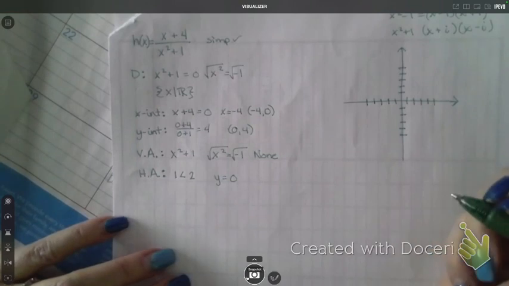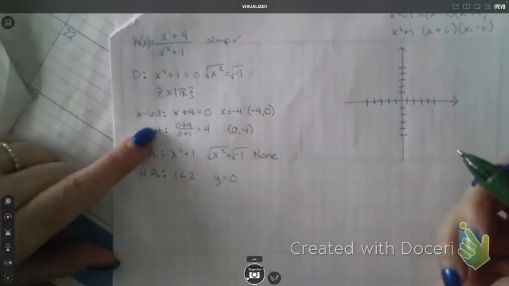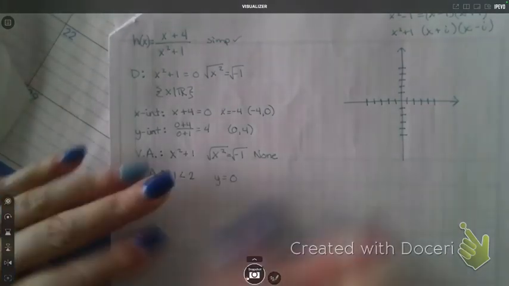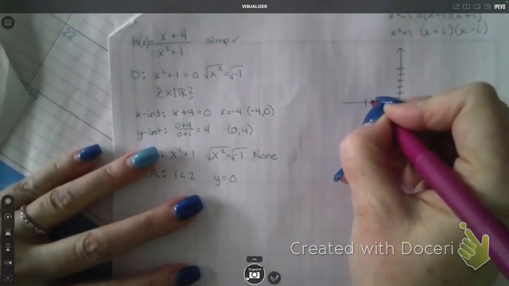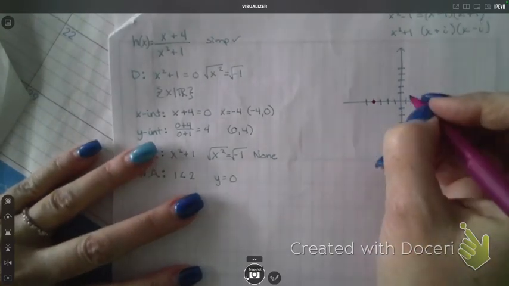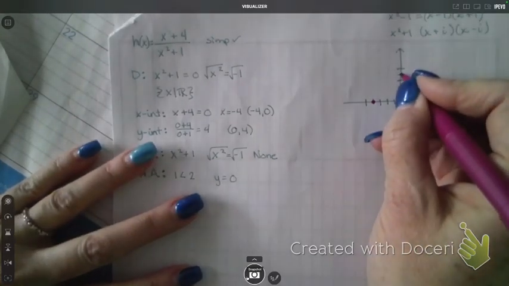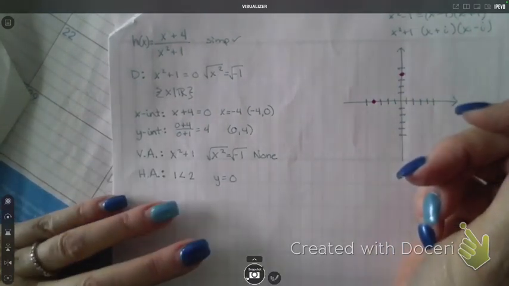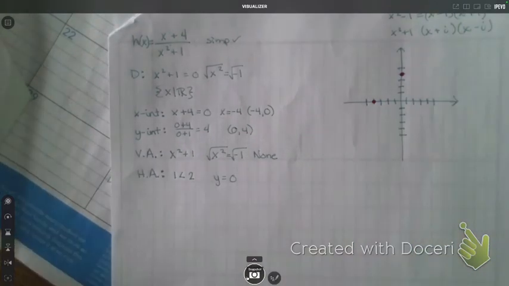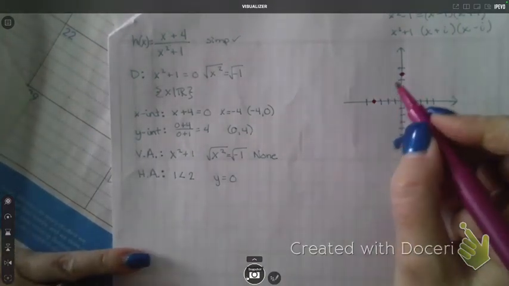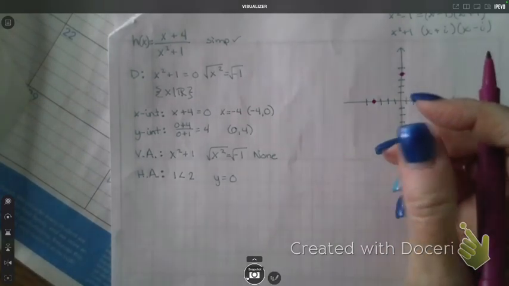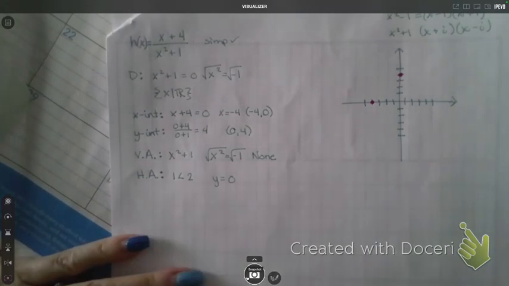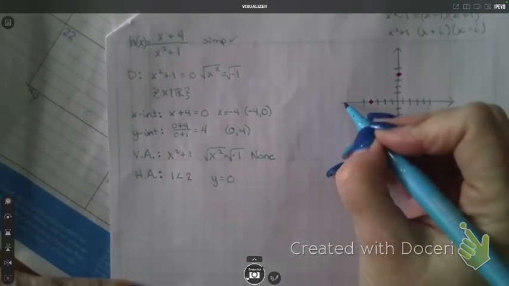Okay, we're here. X-intercept is at -4, 0. Y-intercept is at 0, 4. No vertical asymptote, right? Horizontal at 0. Now, horizontal affects end behavior, just reminding you. So this is where we do a slant line, right?